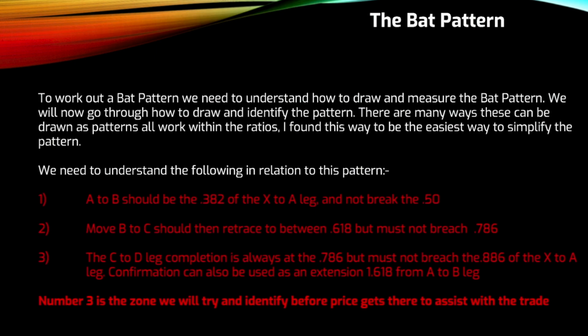You can also use confirmation of this from an extension from the A to B leg of a 618, which is always there or thereabouts. Again, it's just an extra bit of confirmation. If you want the gold standard, you need to do that extension.